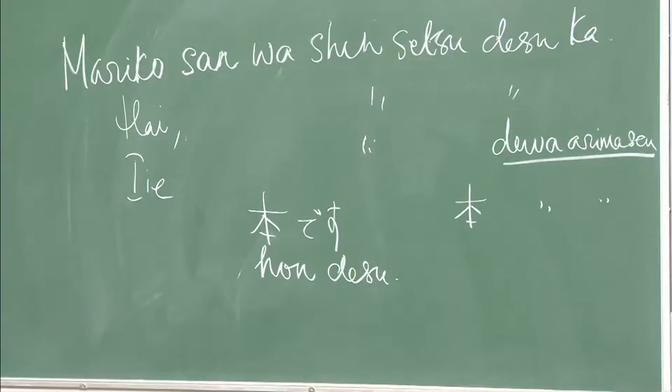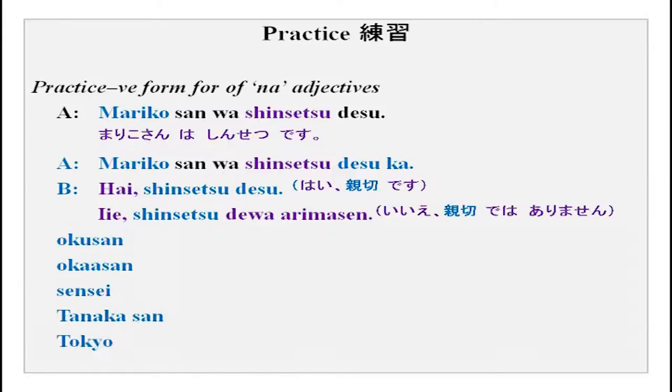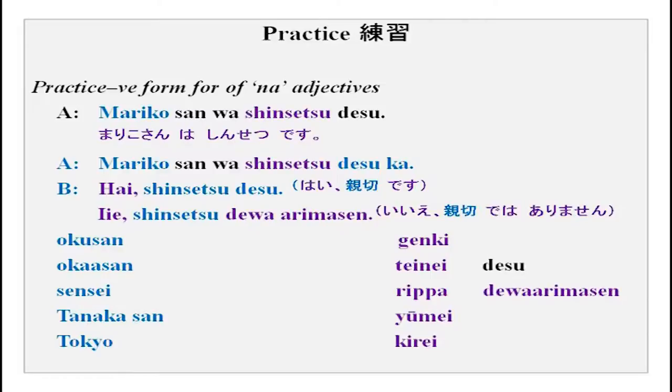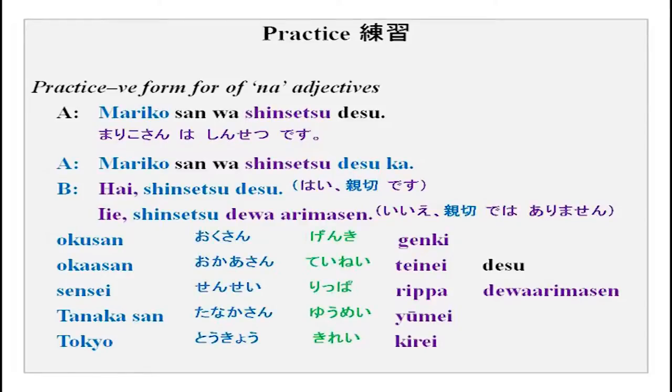Now, over here, you can replace Mariko-san with any of these nouns, and shinsetsu can be replaced with any of these na adjectives. Of course, there is this also and there is de wa arimasen. So, I will just practice one with you and then you can practice it with your partner.